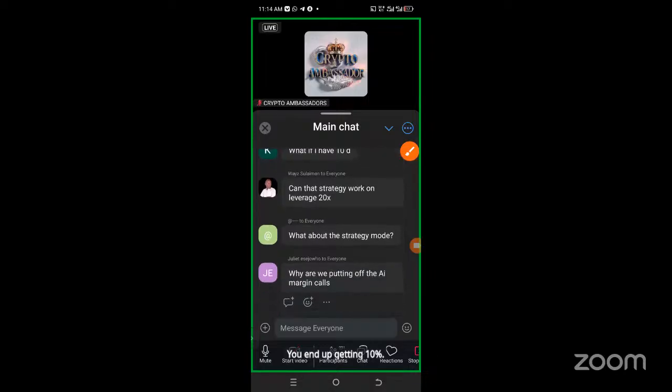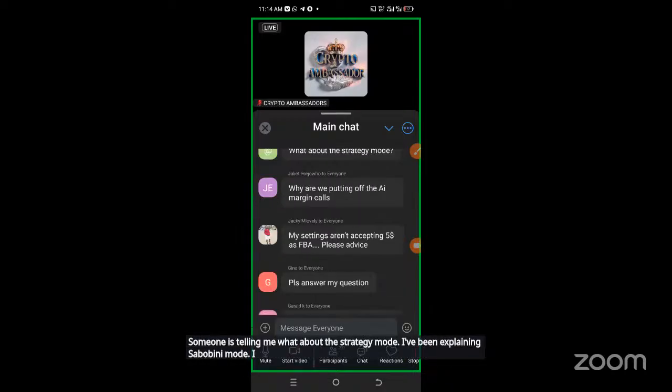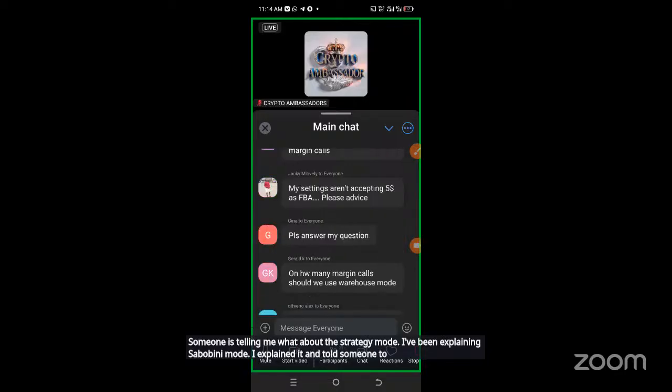Someone is asking me what about the strategy mode. I've been explaining spot-bin mode. I explained it and told someone to trade in warehouse, and then someone is telling me what about the strategy mode.